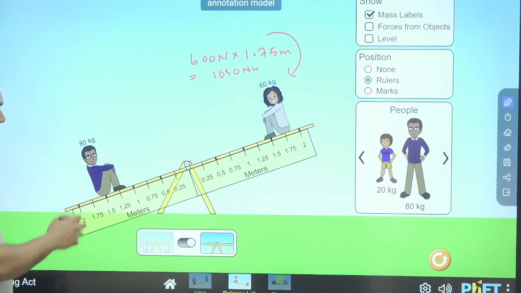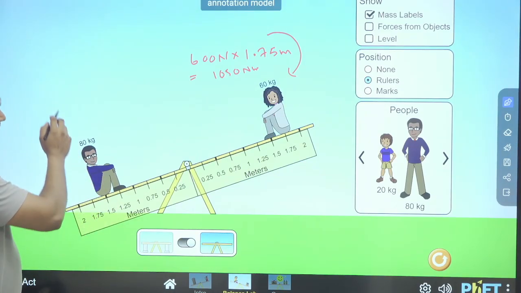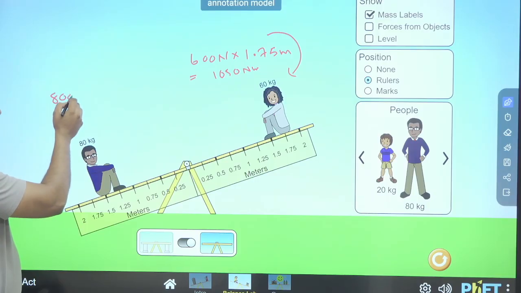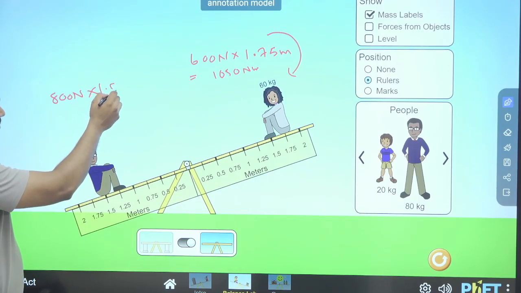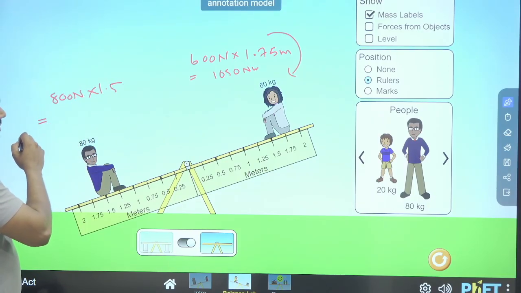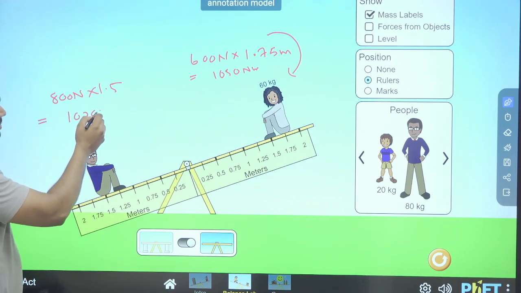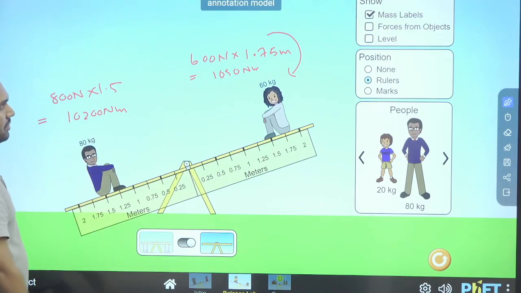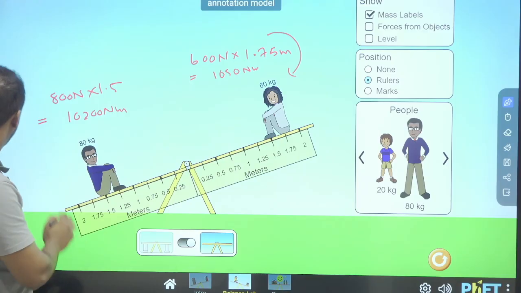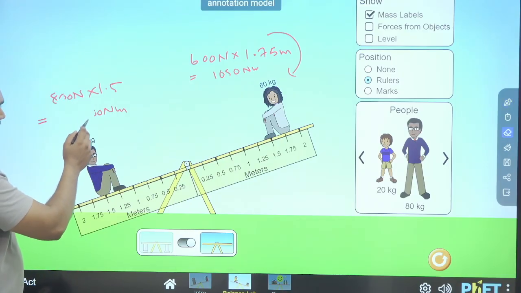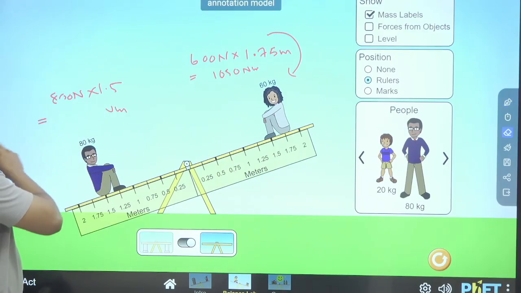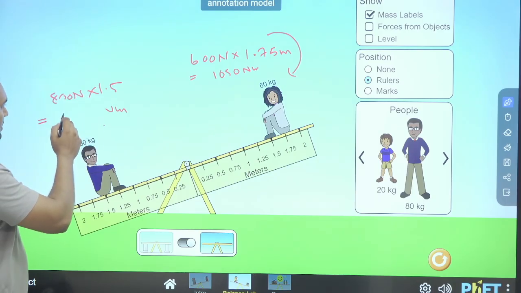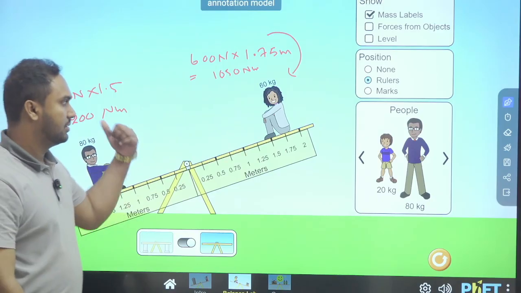And here, what happens here? It's 1.5, right? Yeah. So 800 newtons acting at a distance of 1.5 meters. What is the torque here? 1200 newton meters. Right? So 1200. So this is greater than this one.